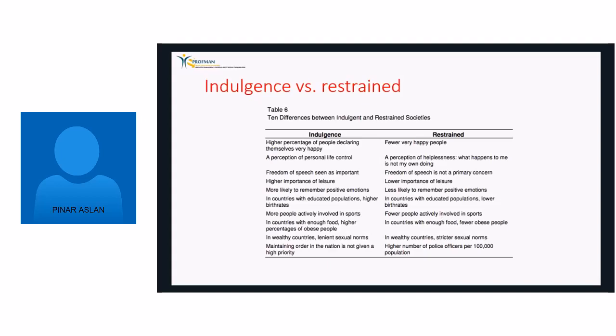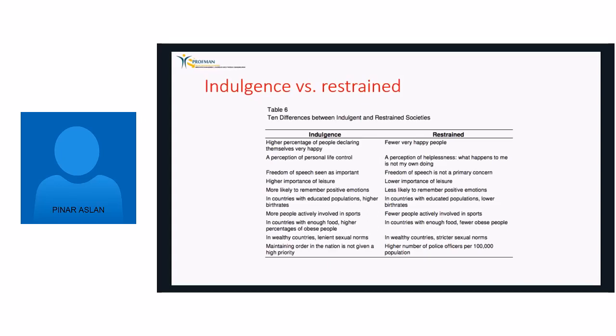In indulgent societies, freedom of speech is seen as important. In restrained societies, freedom of speech is not a primary concern. In indulgent societies, higher importance of leisure. And in restrained societies, there is lower importance paid to leisure. In indulgent societies, people are more likely to remember positive emotions because you're happy. And in restrained societies, less likely to remember positive emotions. So people have a tendency to remember less positive, or let's say negative emotions.